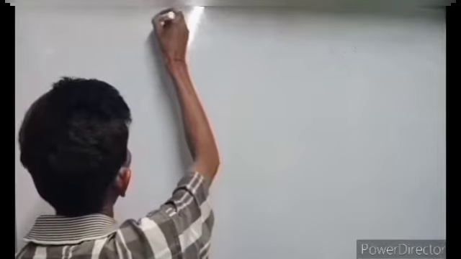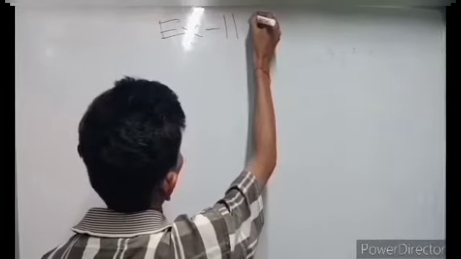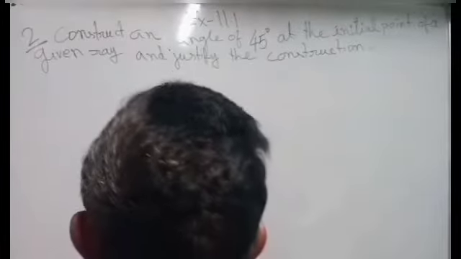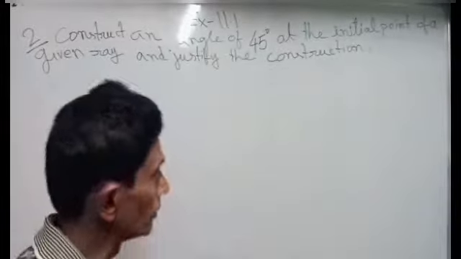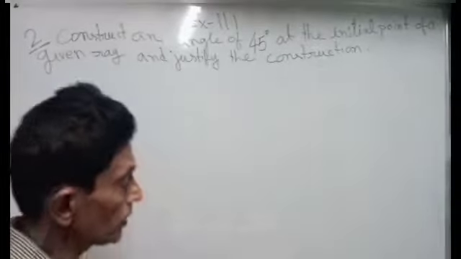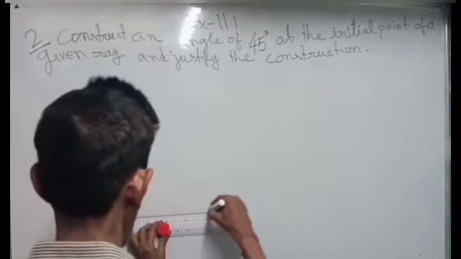Today I will do construction from Chapter 11 of the NCERT book, and today's exercise 11.1, number 2 question. Construct an angle of 45 degrees at the initial point of a given ray and justify the construction. This is the second question. First, taking a ray AB.